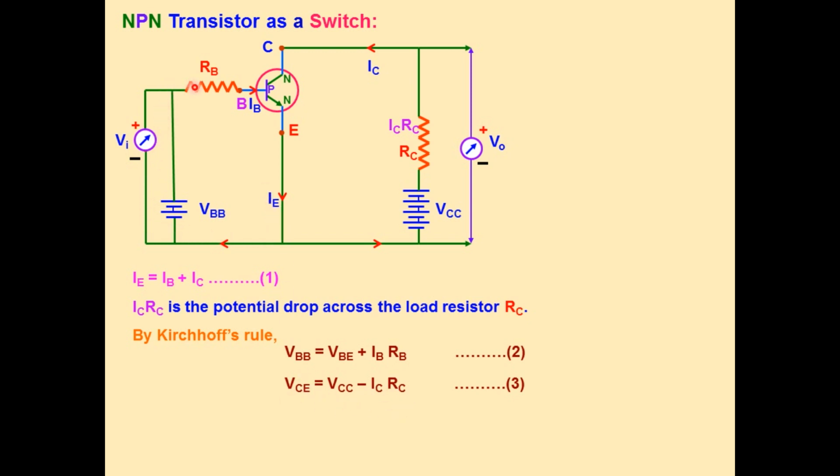Here VBB equal to VBE plus IB into RB, voltage drop across the input resistance. The input voltage is VBE plus IB into RB, and output voltage is VCC minus IC into RC. Here, if we consider this closed loop, we can write VI equal to VBE plus IB into RB. And if we consider this closed loop, V naught equal to VCC minus IC into RC.